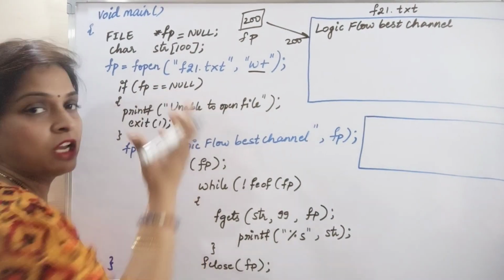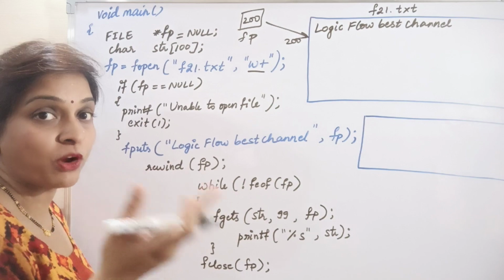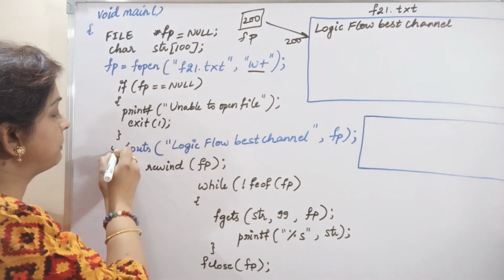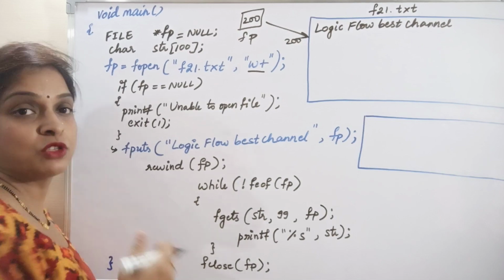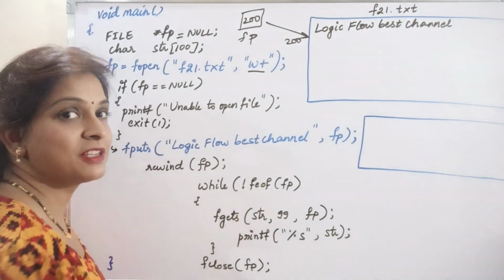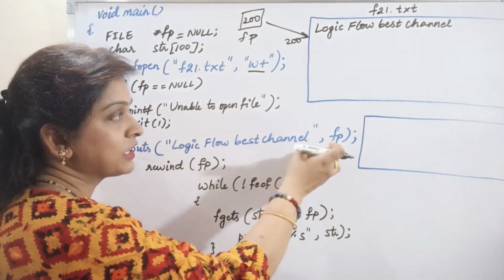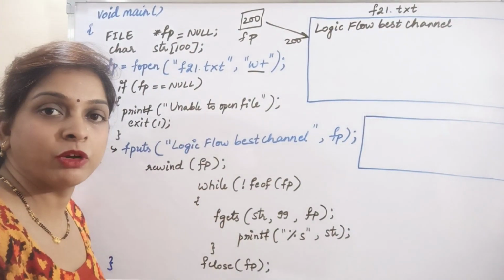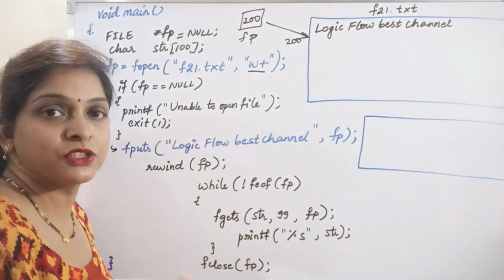So is it equal to NULL? No, it is not equal to NULL. It is pointing to the address of some file. So this block will not be executed. Control will come to this point. So what I am doing here, I am using fputs, putting a string to the file, say logic flow best channel, to the file pointed to by the file pointer. So this content will be written into the file f21.txt. So logic flow best channel.